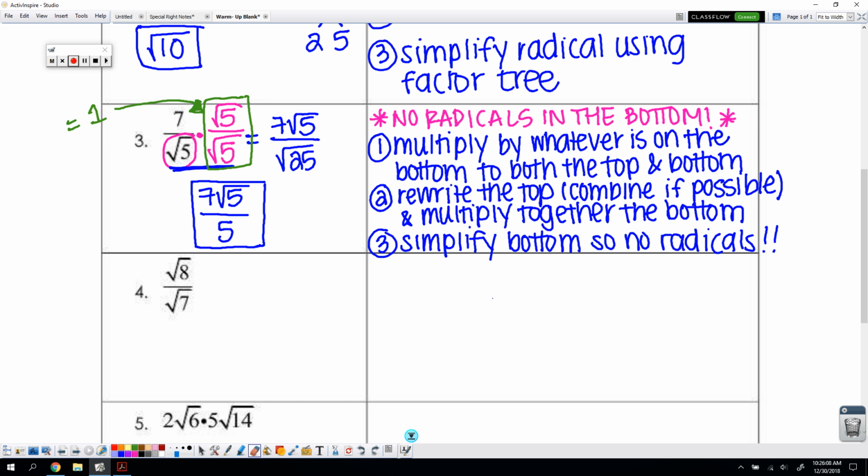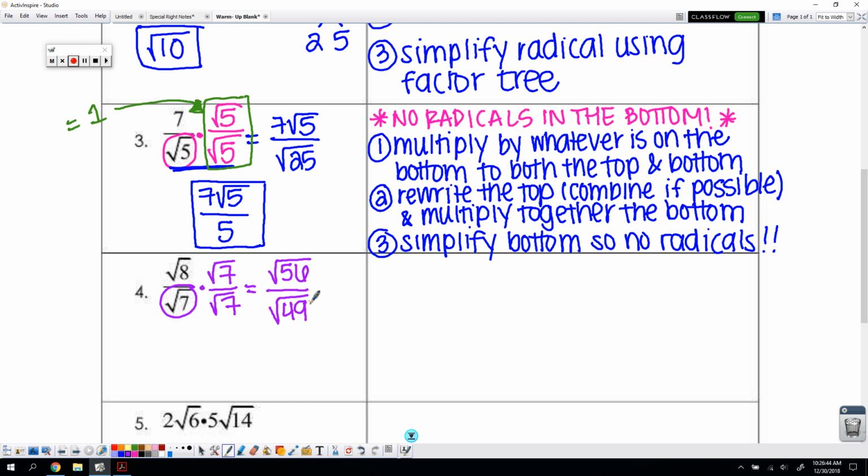Now let's go through and look at the next one. The next one is actually the same exact process. Step number 1 is exactly the same. So multiply by whatever is on the bottom to both the top and bottom. Here's our bottom. So I'm going to multiply by that. Square root 7. Now, in both instances here, we have things on the inside. So 8 times 7 is 56. 7 times 7 is 49.